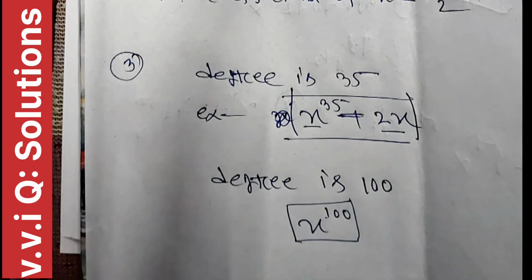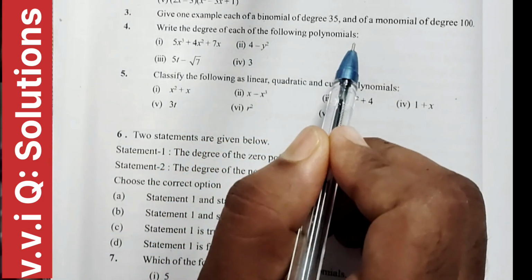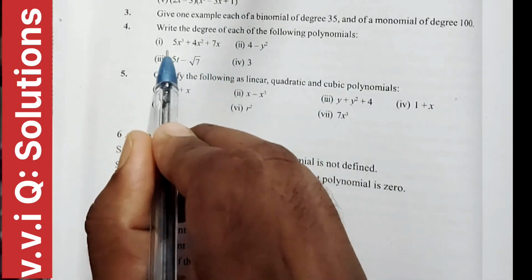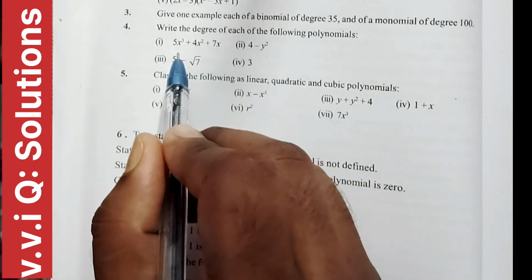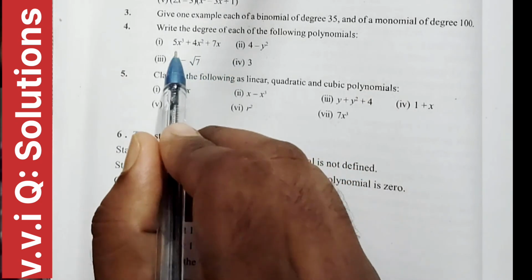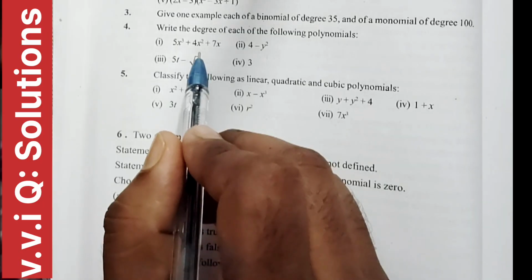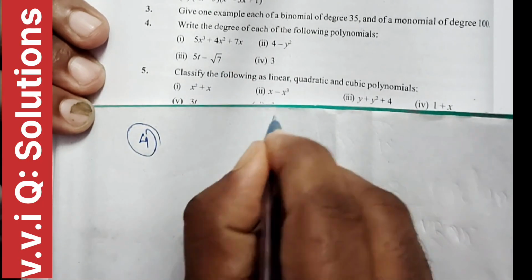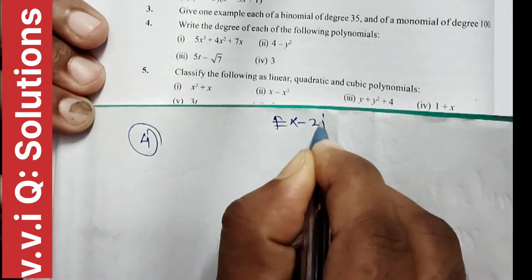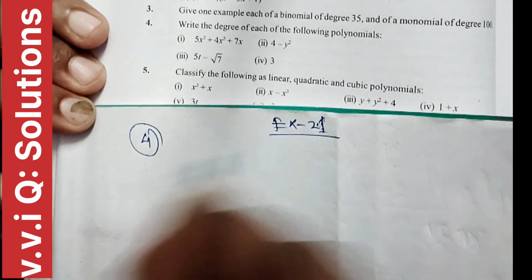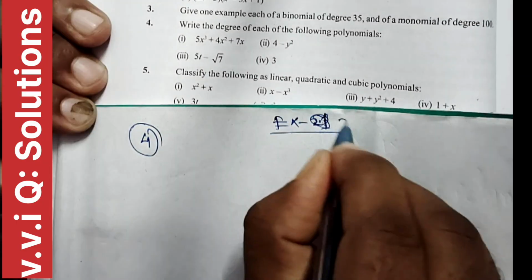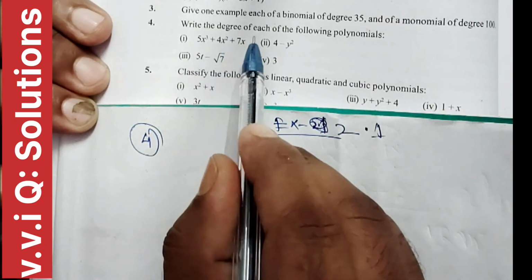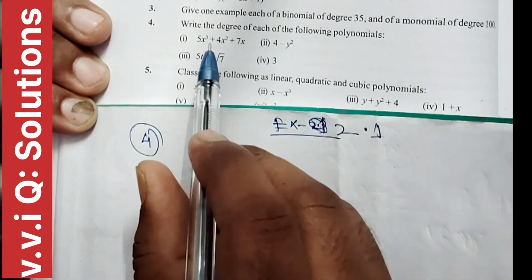Okay, next question: the degree of each of the following polynomials. So what does degree mean? In any polynomial, we always see the highest power, and that is the degree of that polynomial. Okay, so question number 4, exercise 2.1.